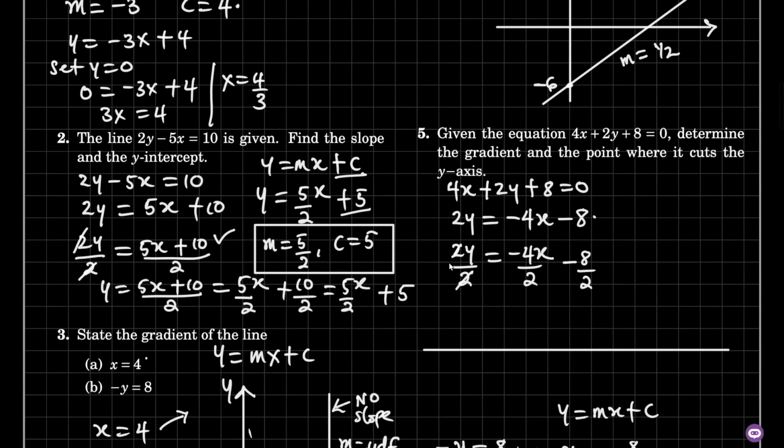Now this 2 divides this, we have y is equal to 2 divides -4, you have -2x. And 8 over 2 is 4, so you have -4. When you put that side by side with mx plus c, we can easily see that m is equal to -2 and c is equal to -4.